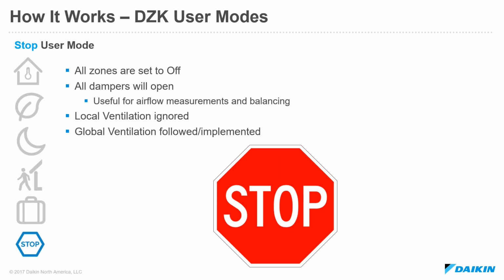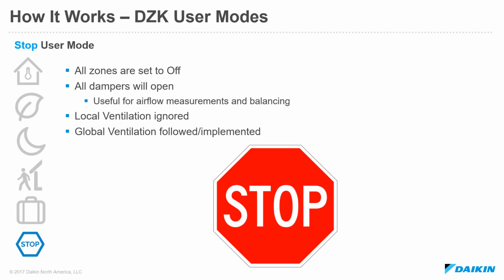The last user mode is the stop user mode. This essentially stops all zones, turns off all zones. So all of the zones will be set to off. When this stop user mode is implemented, because all the zones are set to off, the fan will stop and all dampers will go open.